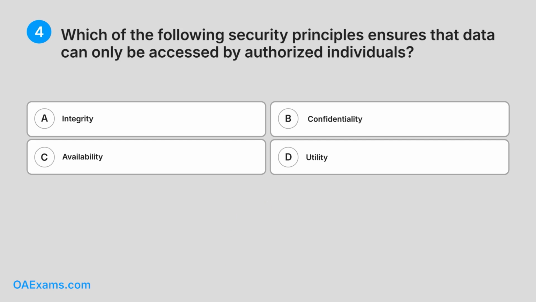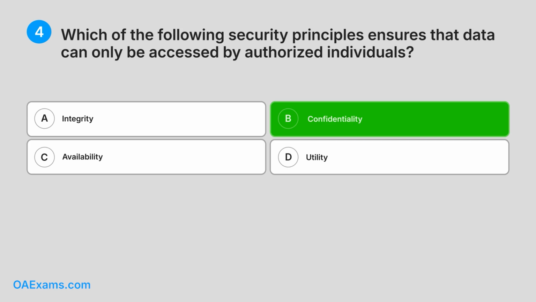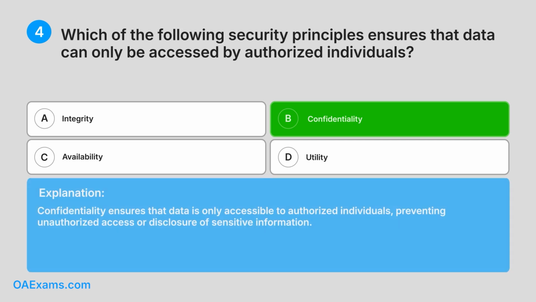Correct answer: B. Confidentiality. Explanation: confidentiality ensures that data is only accessible to authorized individuals, preventing unauthorized access or disclosure of sensitive information.